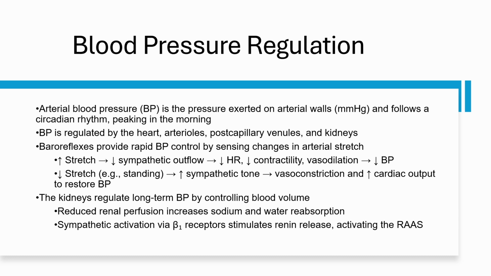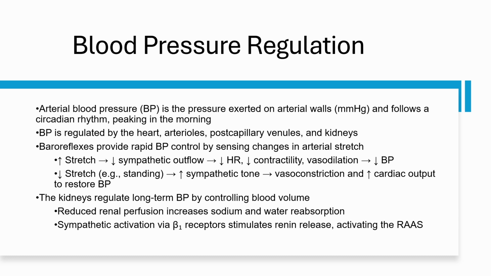Without getting too detailed, let's do a quick refresher of how blood pressure is regulated. Arterial blood pressure is the pressure in the arterial walls measured in millimeters of mercury. The heart, arterioles, postcapillary venules, and the kidneys are involved in maintaining blood pressure. Arterial blood pressure changes through the day following a circadian rhythm, with the highest values typically occurring in the morning. Baroreflexes, along with humoral mechanisms at these sites, coordinate to control blood pressure.